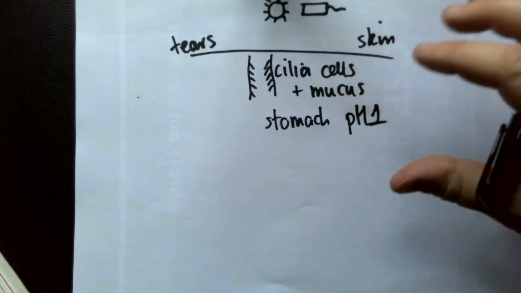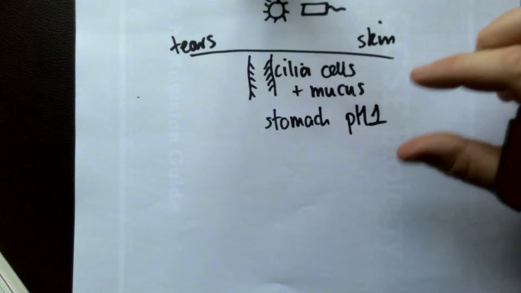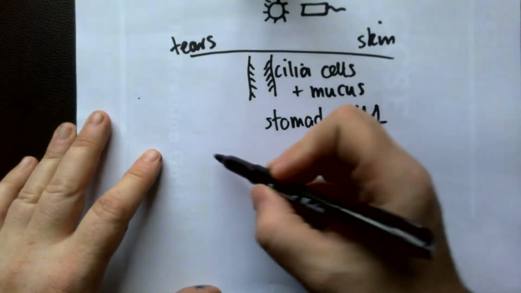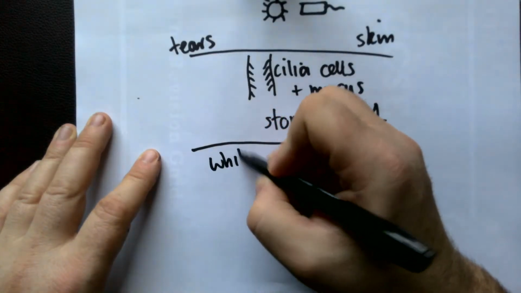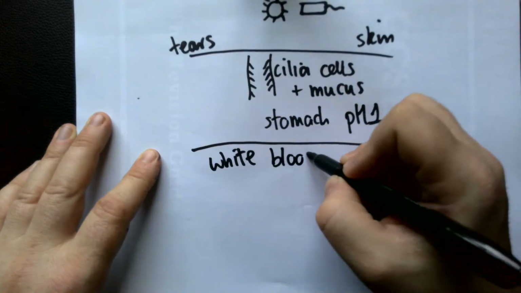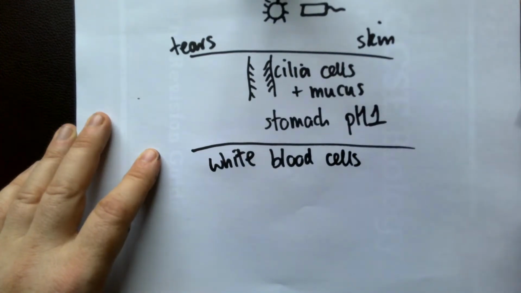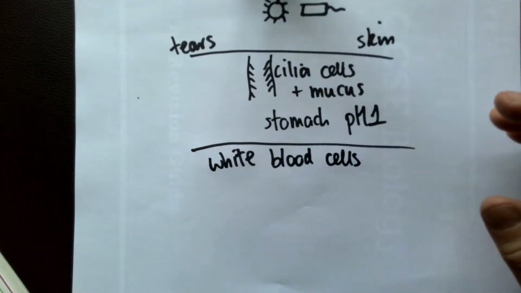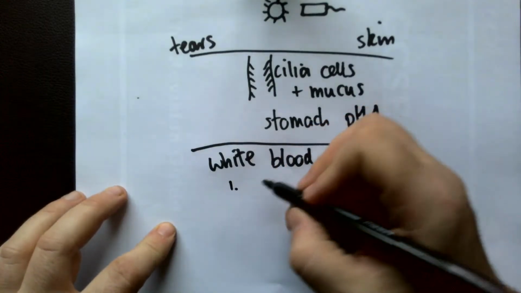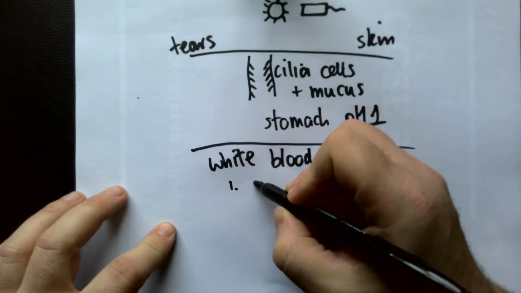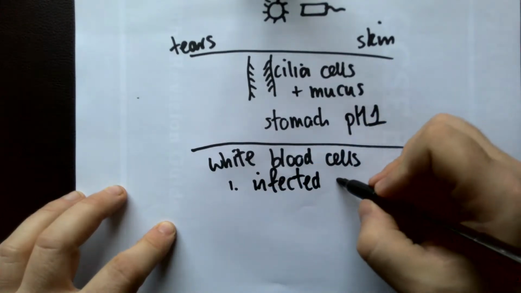Now, that's the first line of defense. That's the skin and the ways into the body. The second line of defense is our immune system. If it gets past the first line of defense, then we have to rely on our white blood cells. Second line is down here. Now, white blood cells have three main functions. One, they will get infected. So they can get infected deliberately.